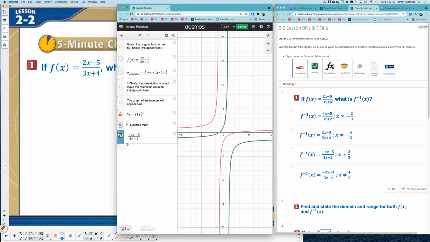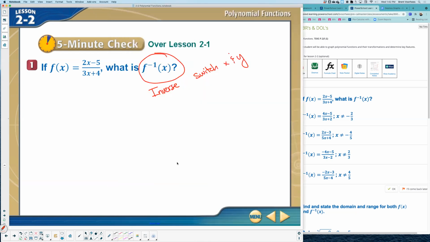So I'm going to go ahead and write that down, the inverse here. The inverse we just got from the calculator, which again, I understand it's kind of cheating, but I wanted you to see how you can use technology. We said it was my third equation, negative 4x minus 5 divided by 3x minus 2.